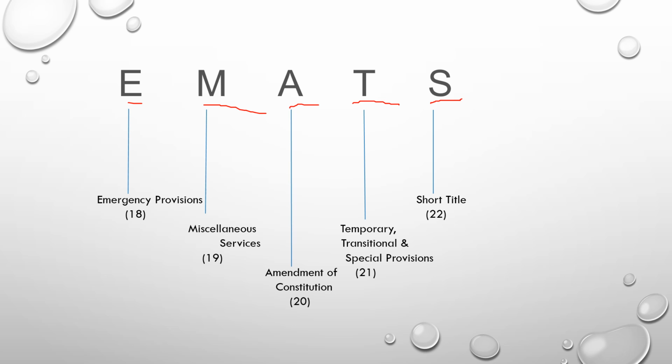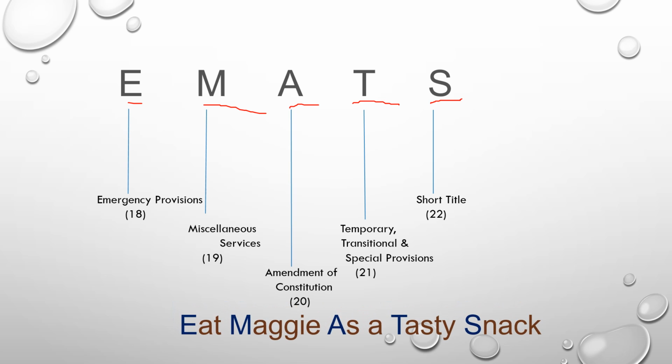So to remember these parts, that is from part 18 to part 22, I have again come up with an easy sentence so that you can remember these parts easily. I hope most of the people eat Maggie and they like Maggie. So I have come up with a sentence with Maggie. And the sentence is, eat Maggie as a tasty snack. Here also we just concentrate on the letters in blue color.